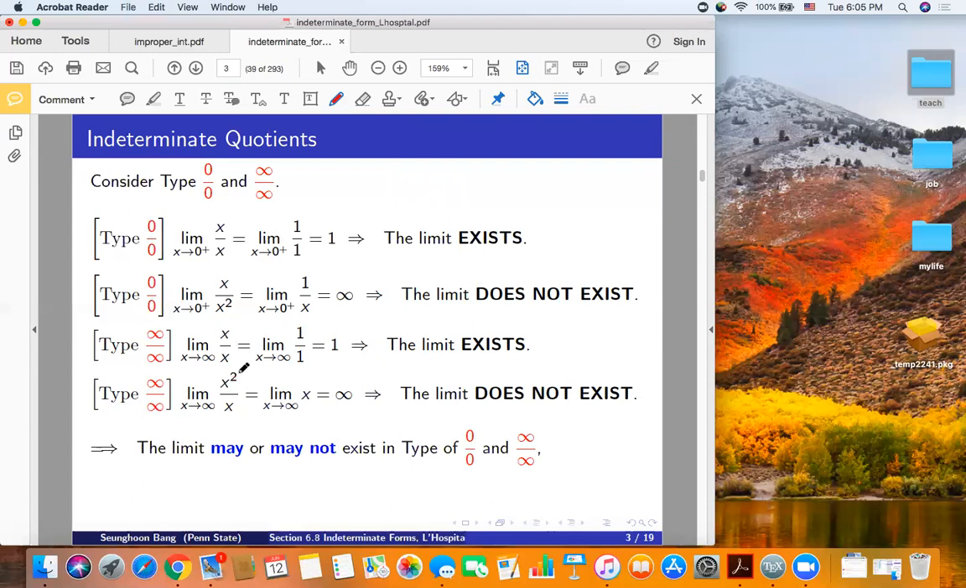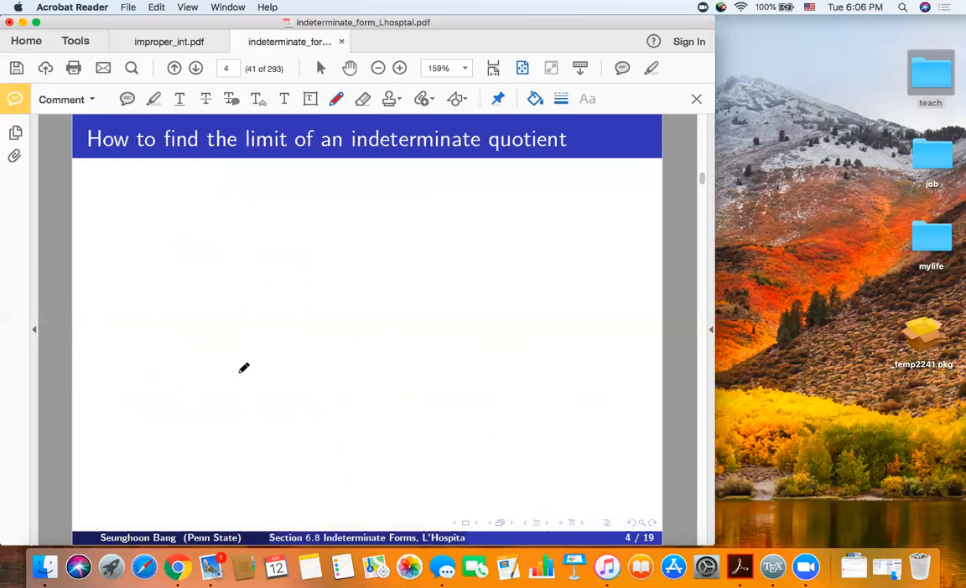The limit may or may not exist in type 0 over 0 and infinity over infinity. So we call these types indeterminate forms of type 0 over 0 or infinity over infinity. This is the idea. We have two types. How can you find the limit of an indeterminate quotient?